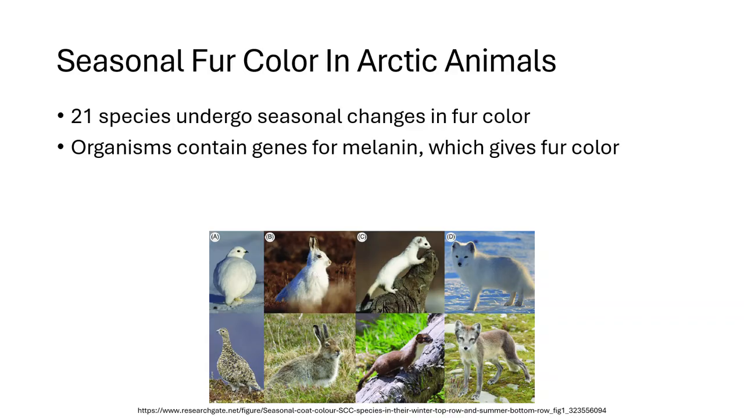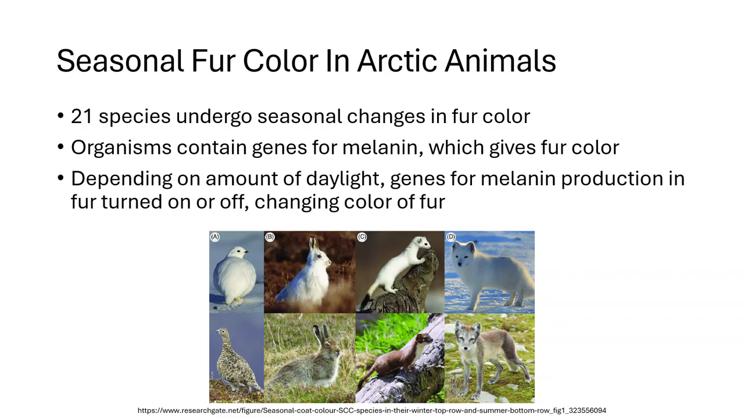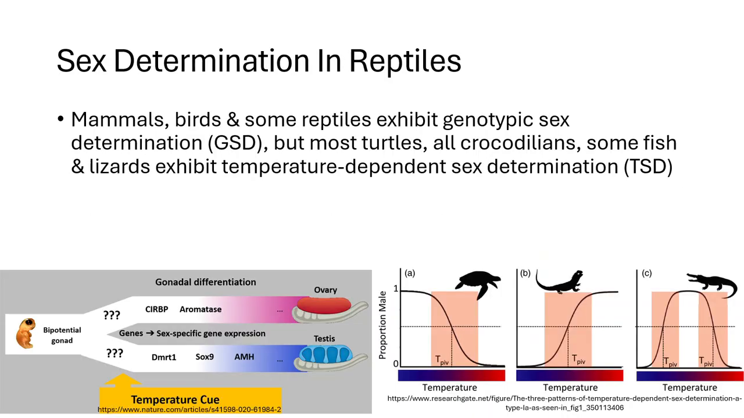So, what ends up causing this is while organisms have genes for melanin, and where melanin is produced and how much melanin is produced is going to affect fur color. But depending on how much daylight they're receiving, that's going to affect the genes for melanin production, and it's going to either turn them on or turn them off. If there is melanin present in the fur, they'll have the darker color. If there's no melanin being produced to put in the fur, then they'll have a lighter color.